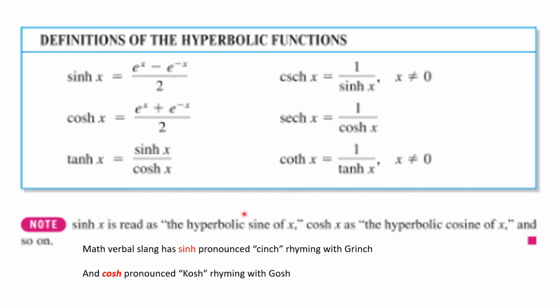Now note that these words with the h there are read as the hyperbolic sine of x, and this is read as the hyperbolic cosine of x, and so on. Math verbal slang has sinh pronounced "cinch," and that rhymes with Grinch. And cosh is pronounced "kosh," rhyming with gosh.